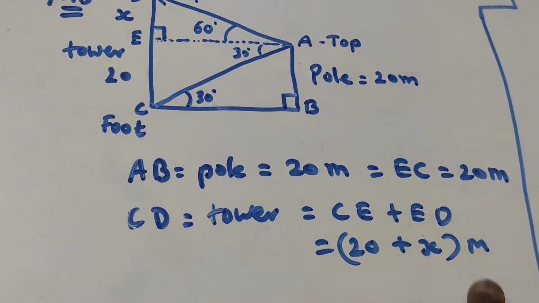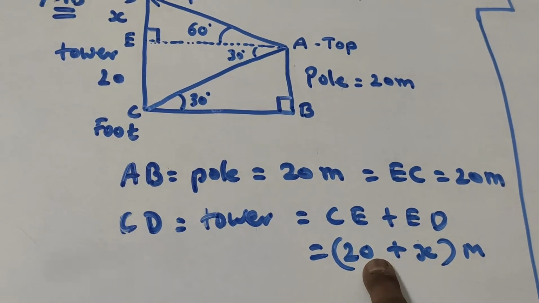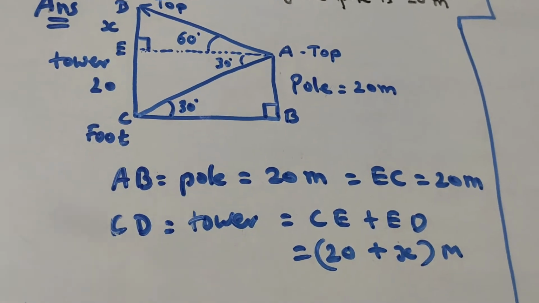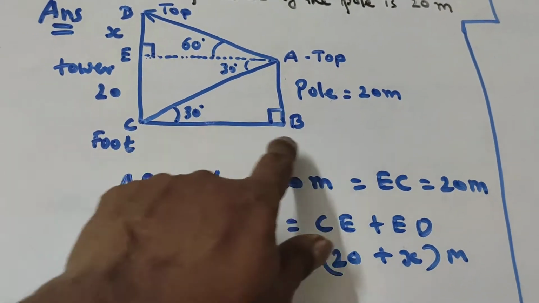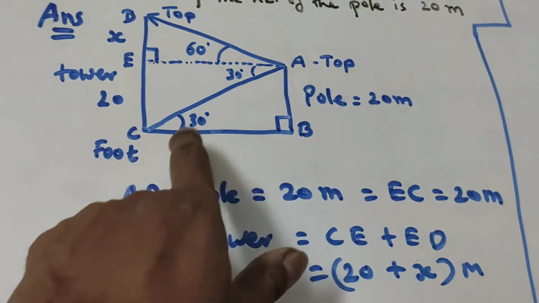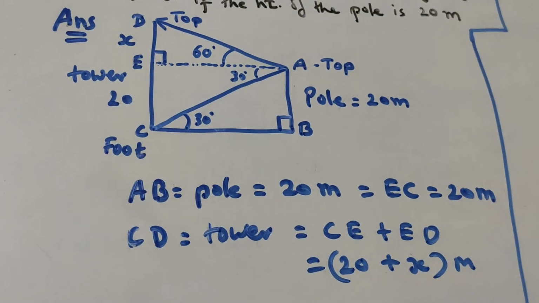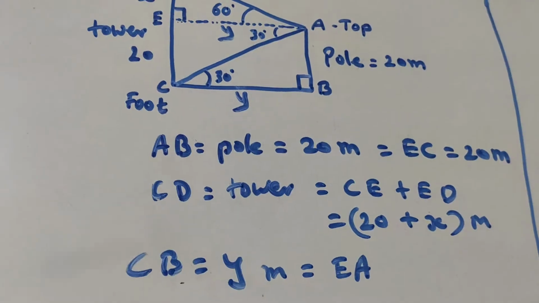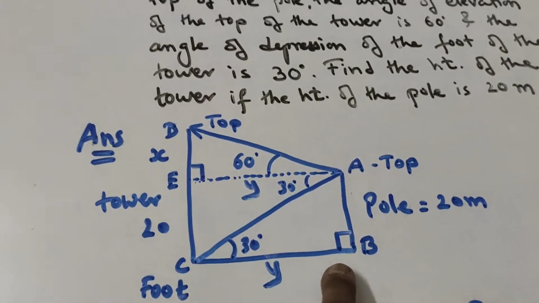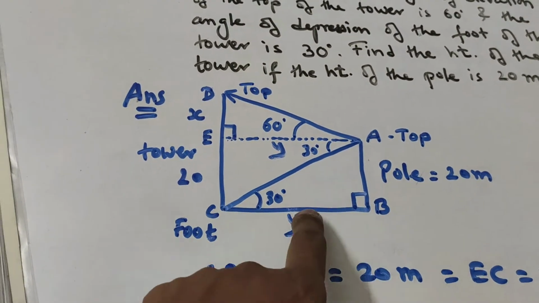So we have to find out the value of X and then we add it with 20, we get the height of the tower. Now one more thing is there, that the distance between the pole and the tower is not given. So distance between the pole and the tower, we will consider it as y. So let us write down that part as well. So we considered the distance between the pole and the tower is y meter.